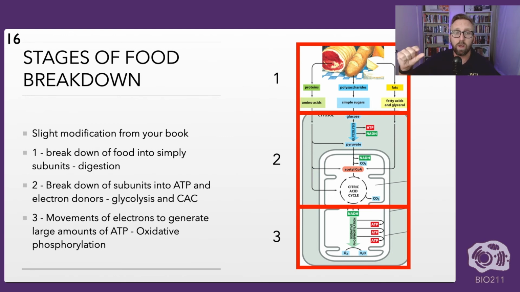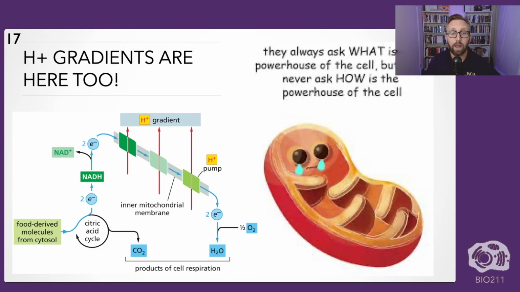Then you can take those subunits, sugars, amino acids, fatty acids, and process them into ATP and electron donors, and that's what's taking place in stage 2. So you're making ATP, you're making electron carriers, and then in oxidative phosphorylation, you take all those electron carriers and make a whole bunch more ATP. And this is that process, again, very roughly as a summary, in the mitochondria.